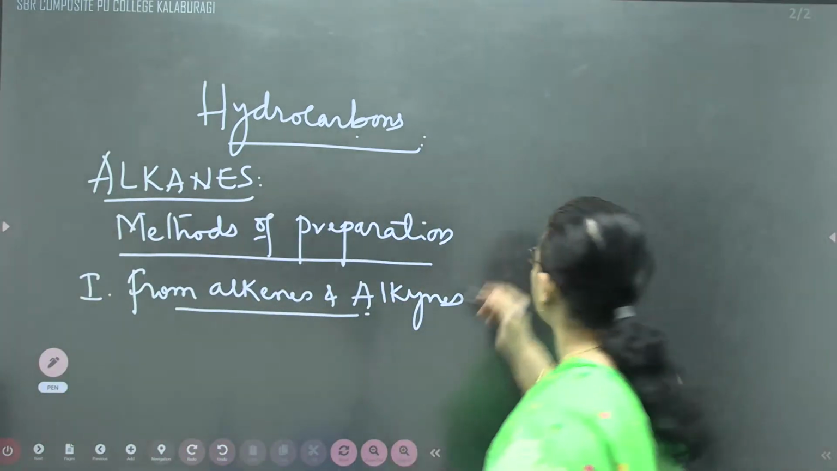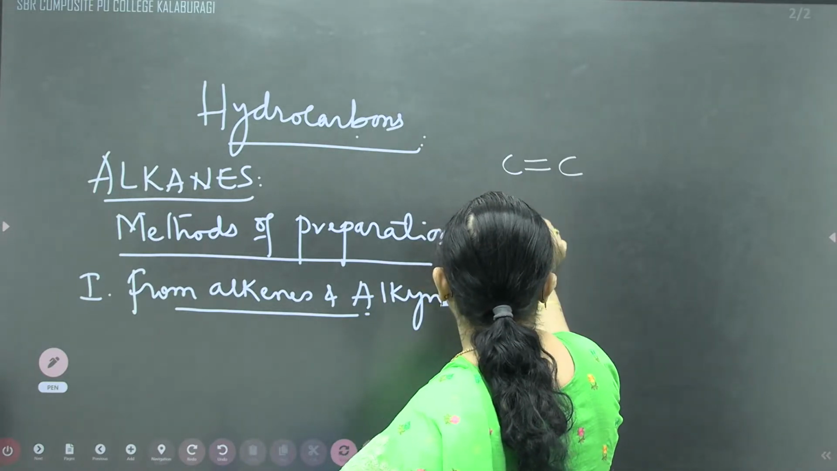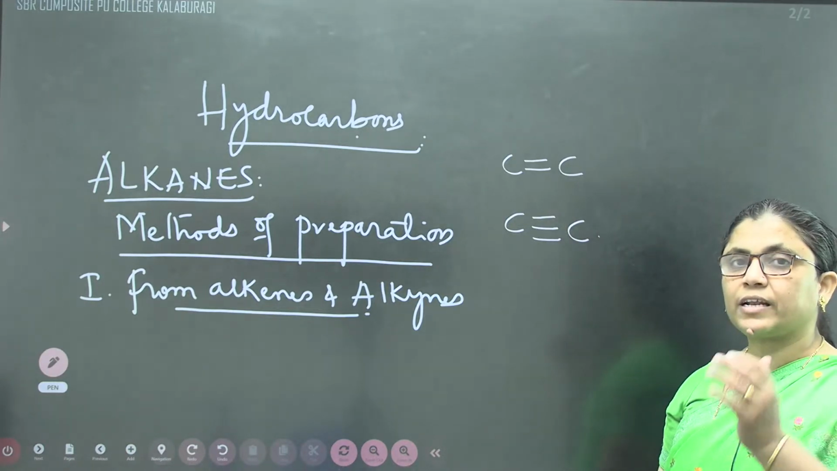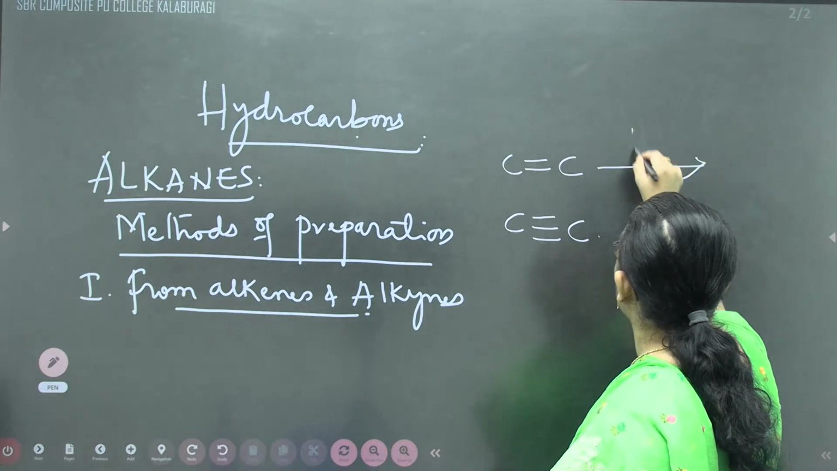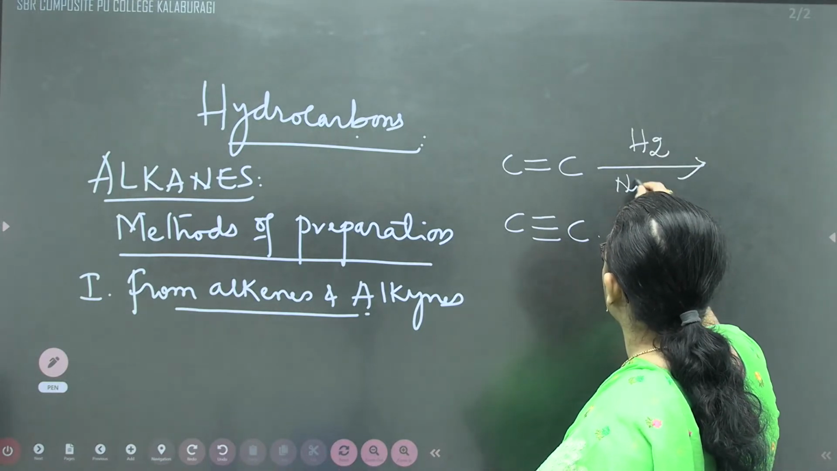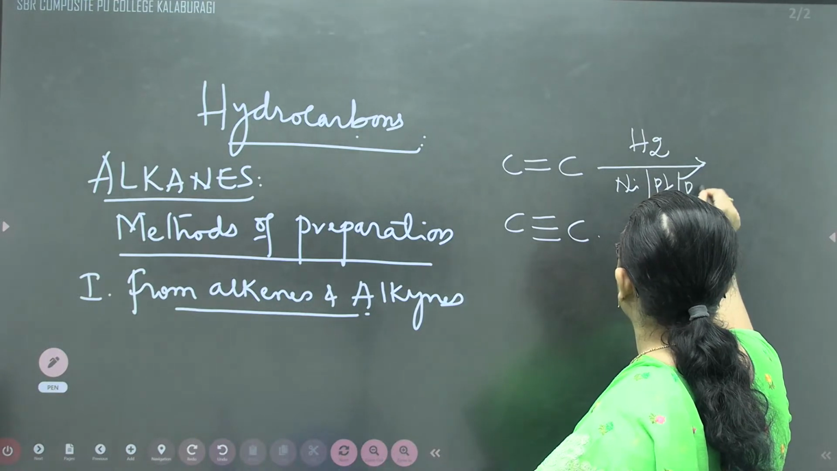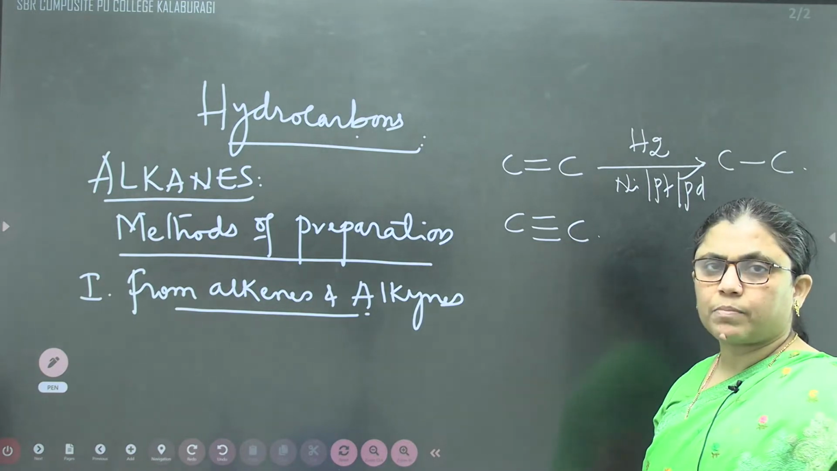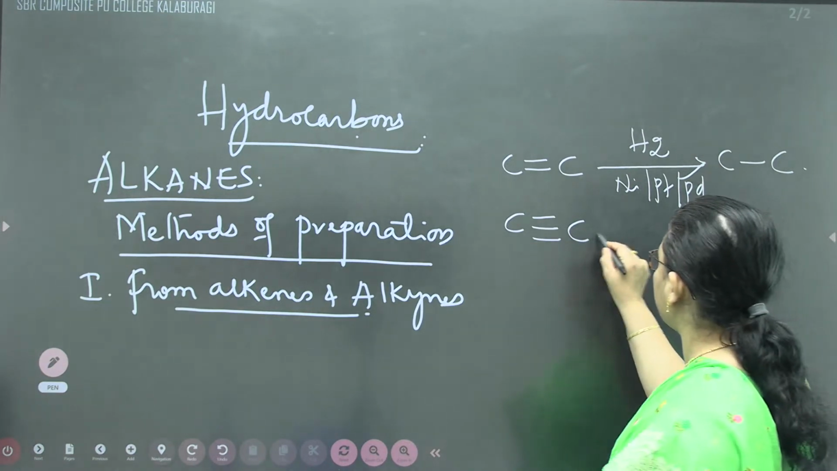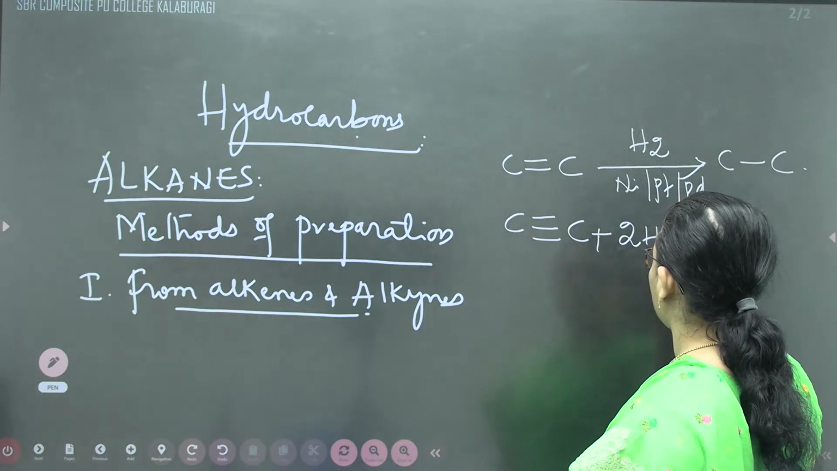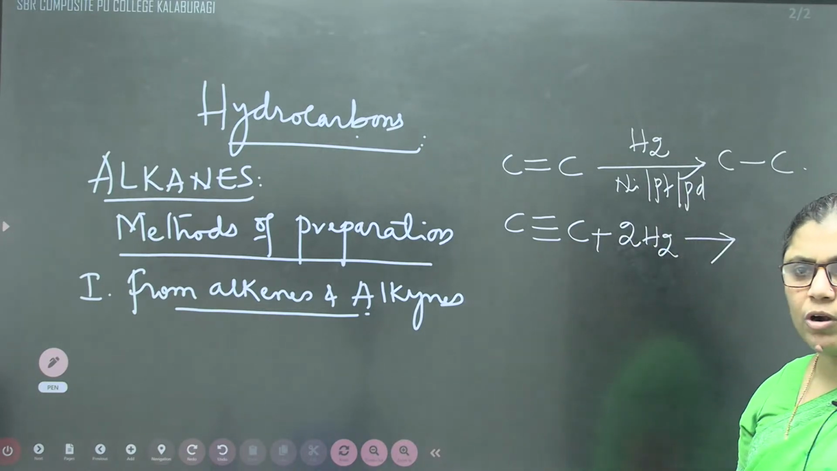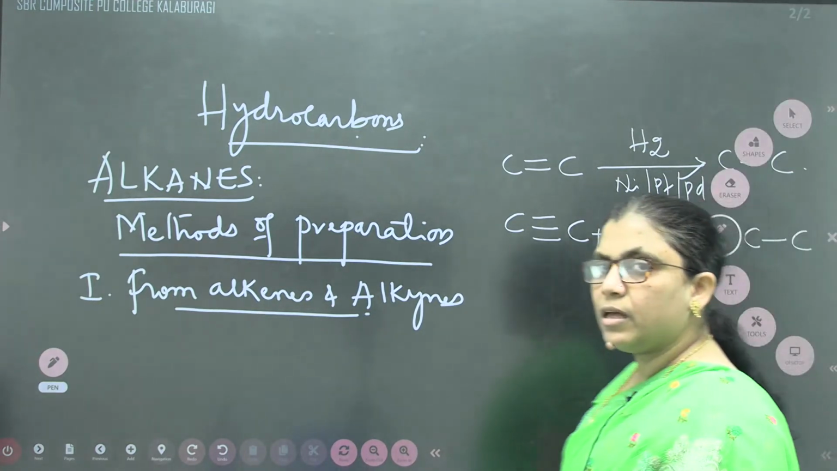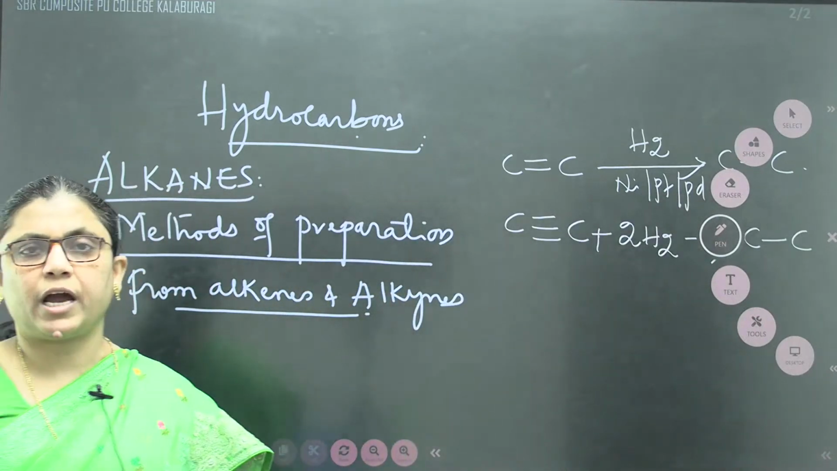Let me repeat before going to the second method. A carbon-carbon double bond or carbon-carbon triple bond undergoes addition reaction, that too catalytic reduction, by passing hydrogen gas in presence of nickel, platinum or palladium as a catalyst to convert it into a carbon-carbon single bond. But when you take a carbon-carbon triple bond, 2 moles of hydrogen have to be added. Why is it so? Because triple can be converted into double bond, and double into single bond, to get the molecule containing carbon-carbon single bonds, or saturated hydrocarbons.